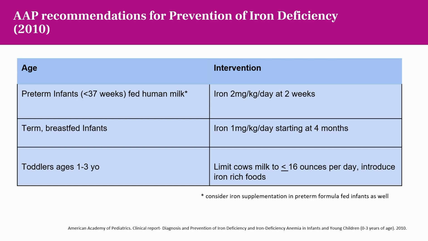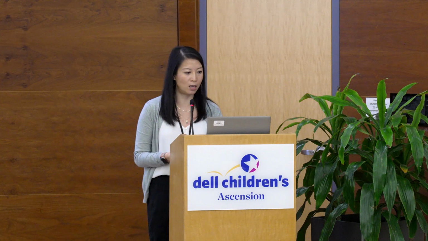In a term breastfed infant, we know that maternal iron stores wane in around 4 months of life in baby. And so these babies are at risk for iron deficiency much earlier than formula-fed infants, anywhere from 9 to 12 months of age. So starting iron at a maintenance dose of 1 mg per kg per day at 4 months is what is recommended. And then for toddlers, ages 1 to 3 years, just really limit that cow's milk to less than 16 ounces per day. And introducing iron-rich foods really early can help prevent iron deficiency anemia.